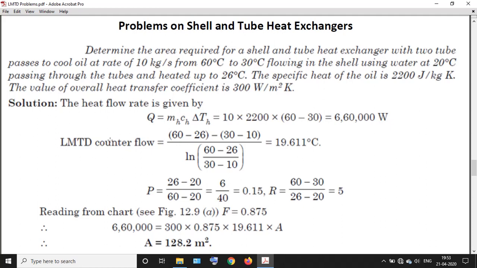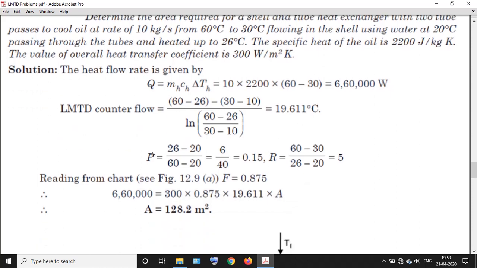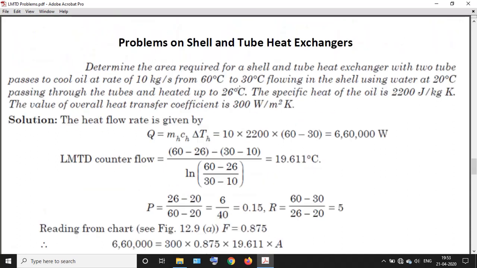If you check your data book, the table where all the formulas are given, you can see that for the shell and tube heat exchanger, Q will be given as F U A delta T_LM. So in order to find that F, which is a correction factor, we need to find two parameters or two temperature ratios, P and R. How these temperature ratios are found is based on the question.